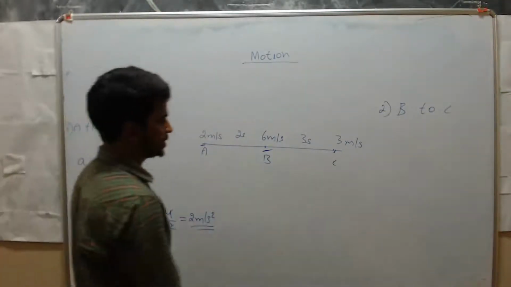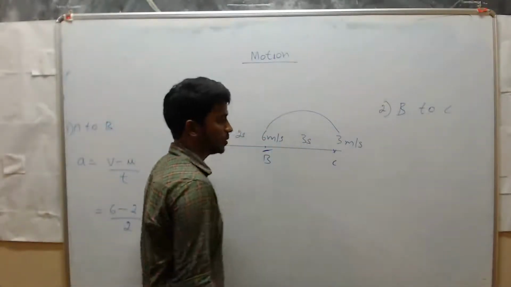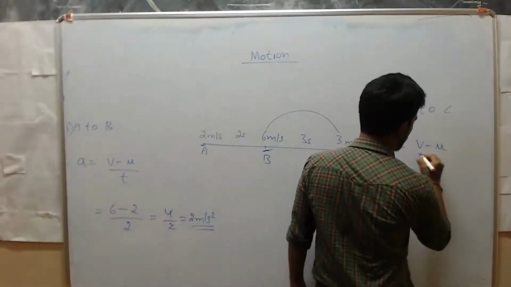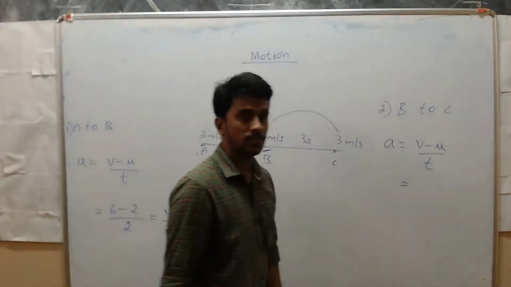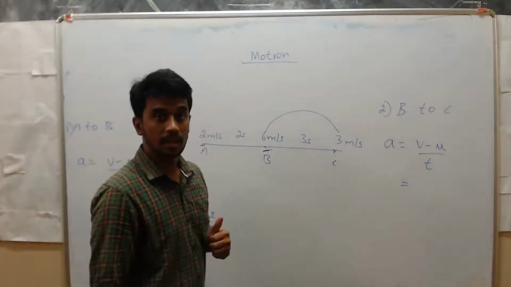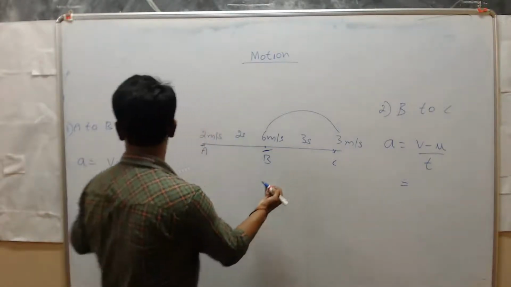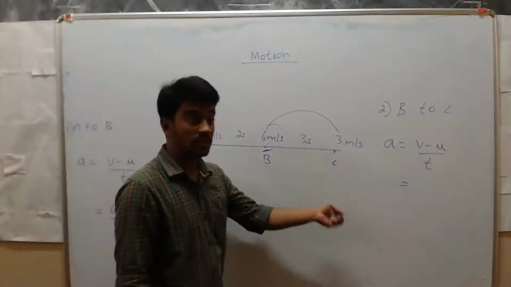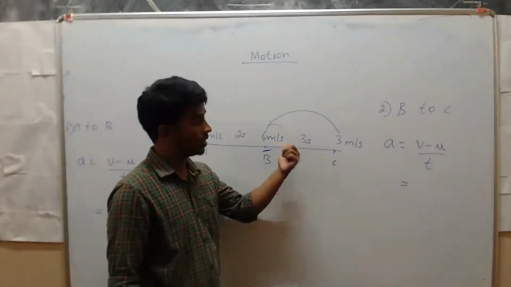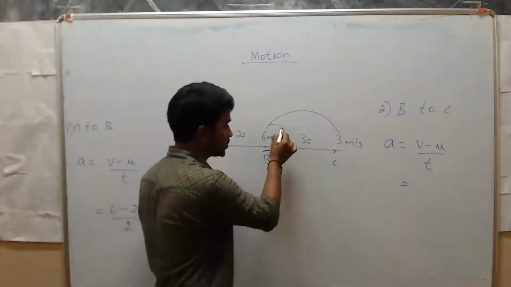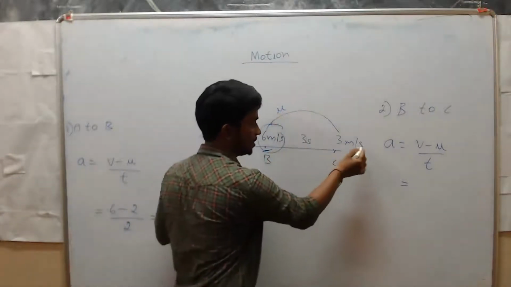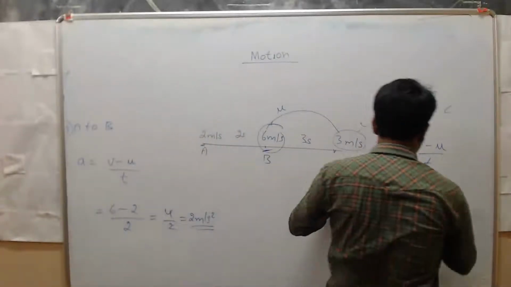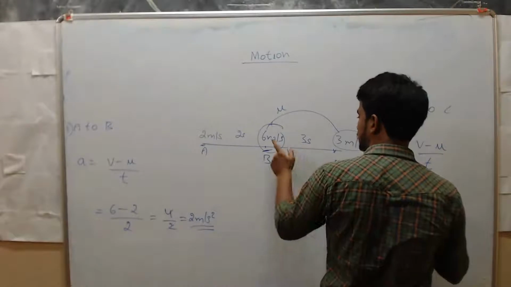B to C, here velocity changed from 6 meter per second to 3 meter per second. So we know the formula, acceleration equal to V minus U divided by time taken. What is V? V means final velocity. Here, in the previous case this was the final velocity, but now in this case it will become the initial velocity. Now this 6 meter per second is the initial velocity, and this 3 meter per second is the final velocity. Now substitute here. Final velocity is 3 minus initial is 6.